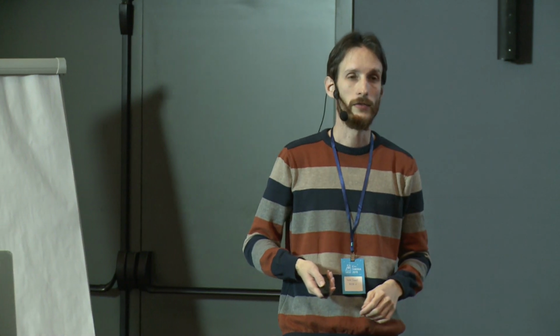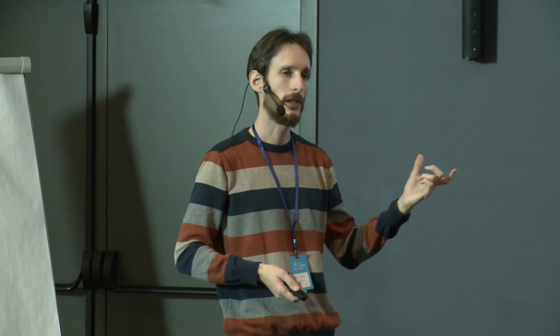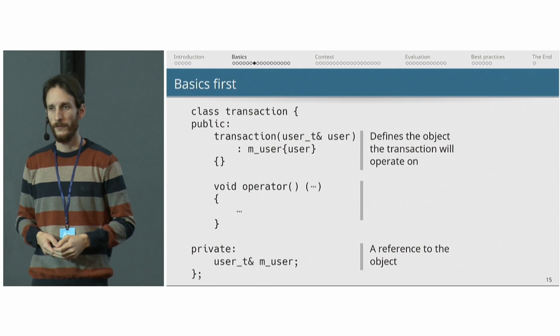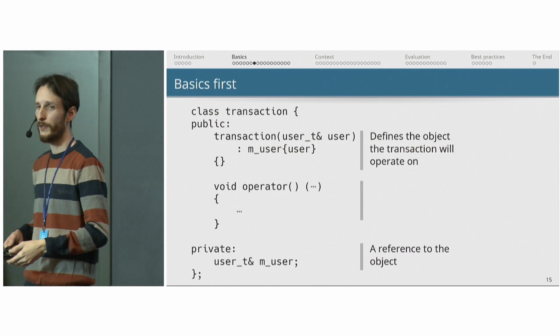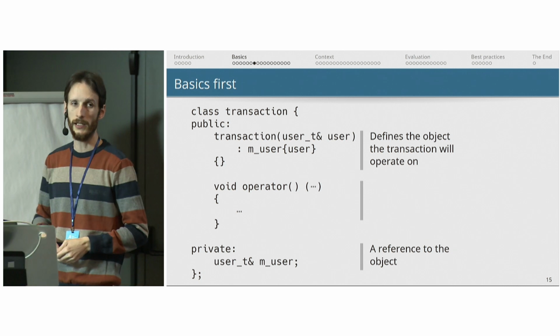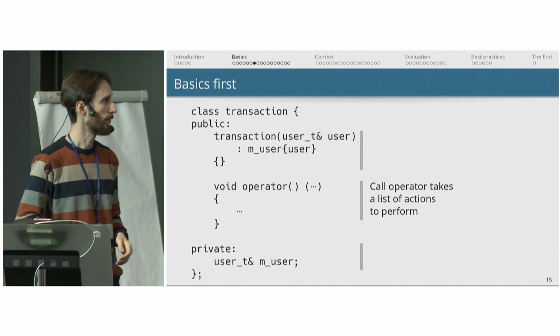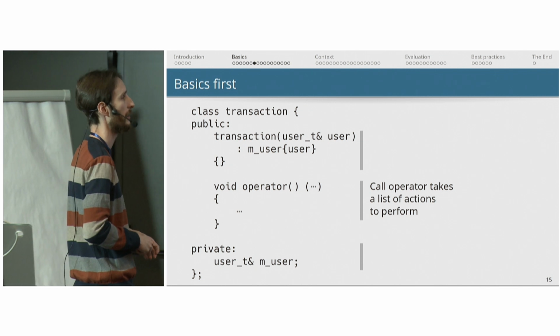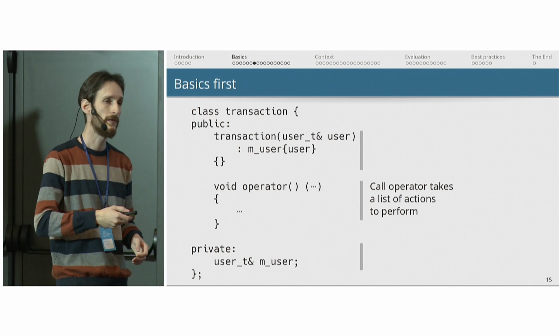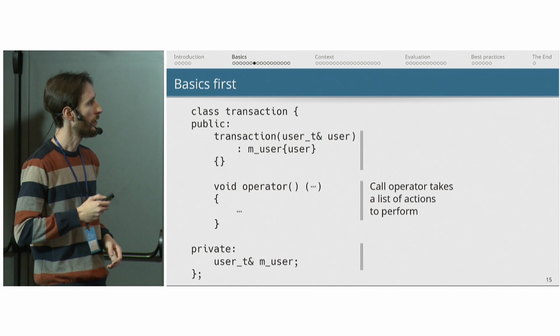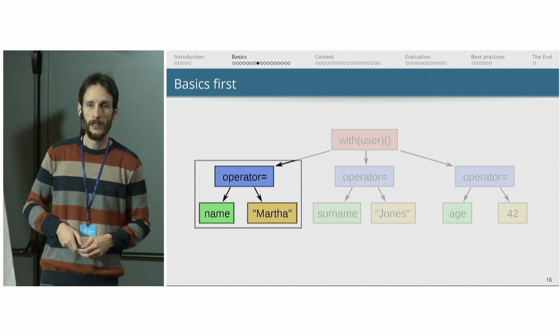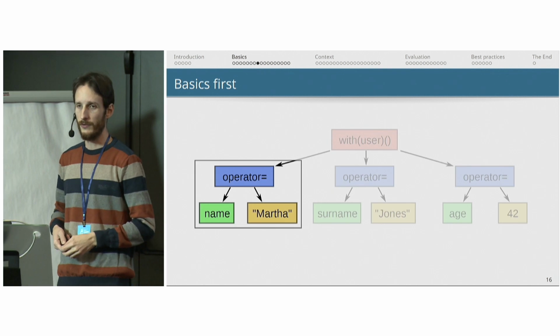So let's start with the root of our AST. It only needs two things. It needs a constructor so that it knows on which object it will perform the updates, and it needs the call operator, and we are going to pass the updates to the call operator. For the time being, we don't care about what the call operator does. We just want to implement the syntax, not semantics yet. So the call operator will take a list of actions to perform. Obviously, this will be a variadic template later on. So we have implemented the syntax for the root.